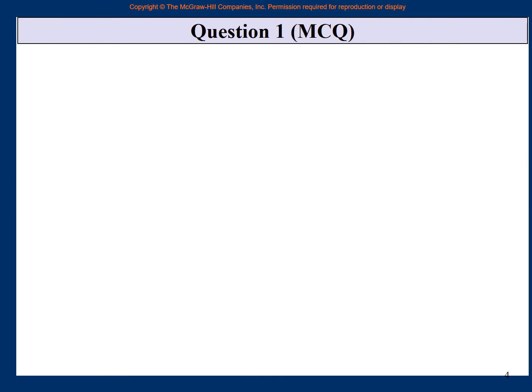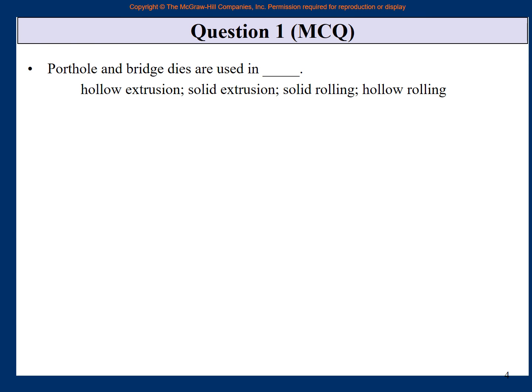Question 1 was multiple choice, and this was from this portion, right? The extrusion, wire drawing, if I remember. Porthole and bridge dies are used in hollow extrusion, solid rolling, hollow rolling. If you remember, and you should, these are 2 of the famous hollow extrusion die types, right? So hollow extrusion is the correct answer.